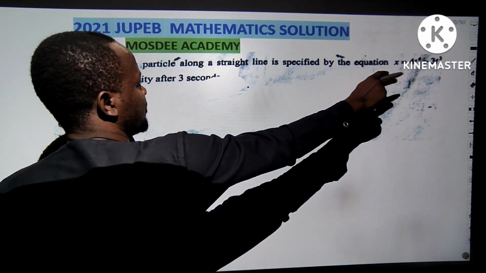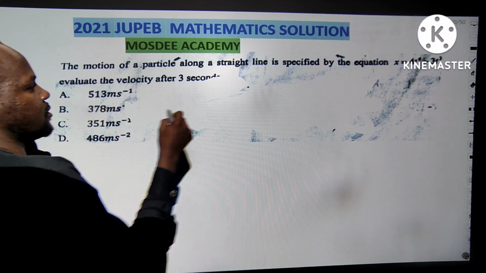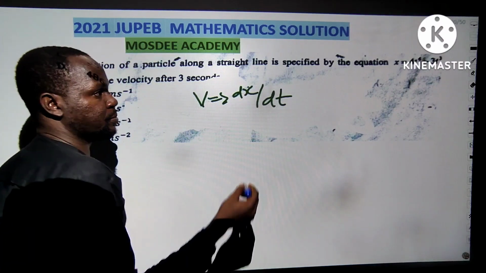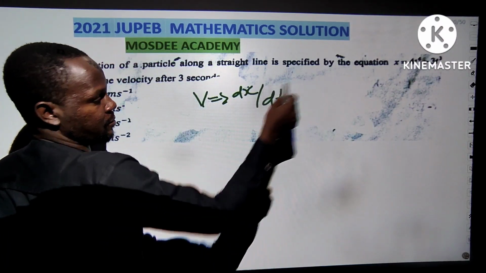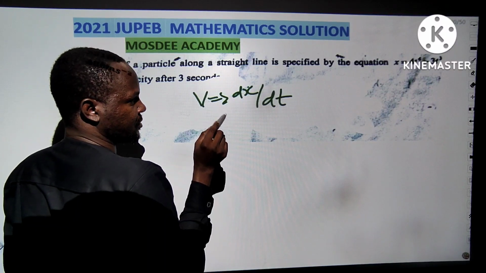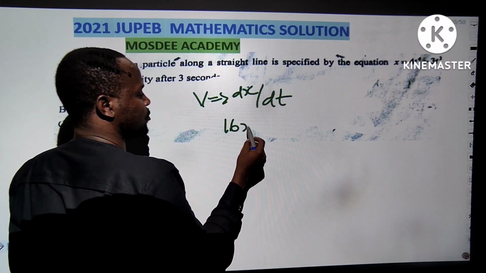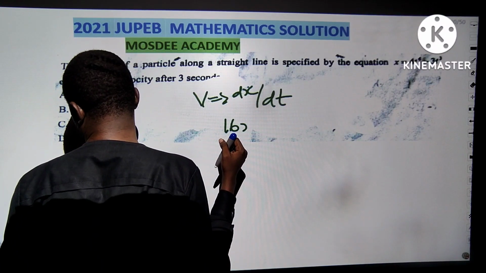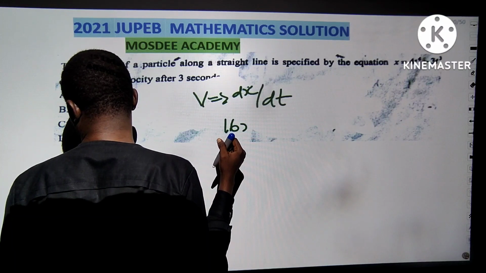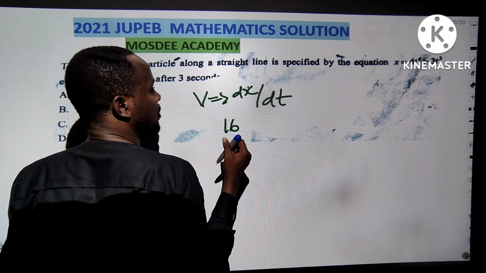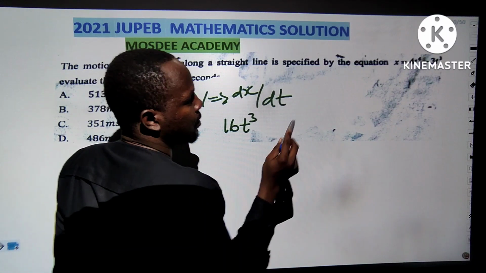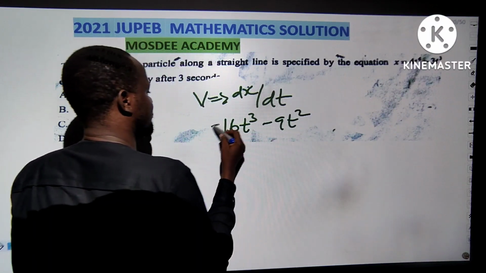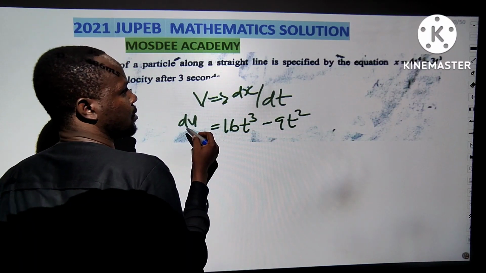On movement, we can say, particle motion is a displacement-time graph. You have to find the velocity. Velocity equals ds/dt. I hope you've done a lot in physics prep. So ds/dt will be 4 times 4, 16t raised to power 3. I think that's minus 3 times 3, minus 9t squared. So that is the v, the ds/dt, which is the velocity.